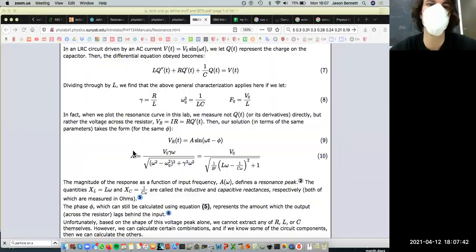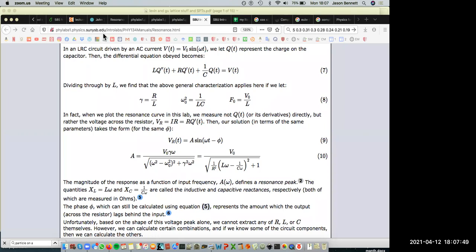And I will give it, I guess the objective here is to explain not exactly what's going on in the lab manual. I'm going to take it from another route, and the route that I'm going to take is to explain a simpler system, which is a driven damped harmonic oscillator.